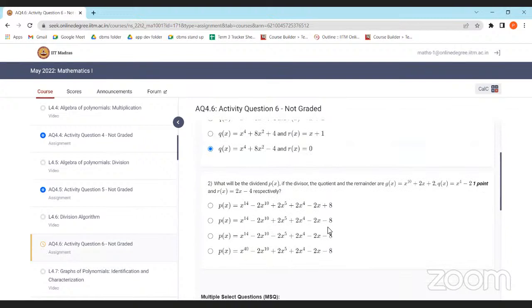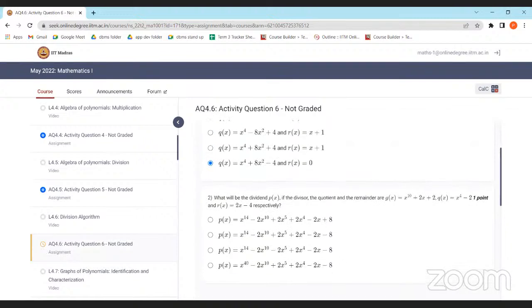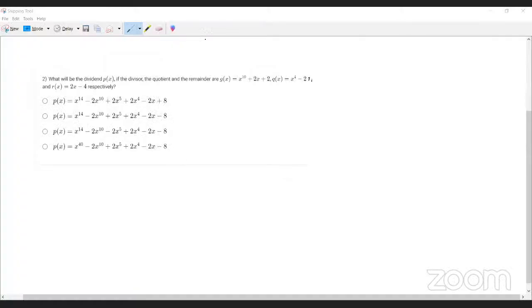Dividend, divisor, remainder. Okay. Let me take this question. I'm not getting the answer, sir. No matter how much I try, I'm just getting x power 11 in the answer.